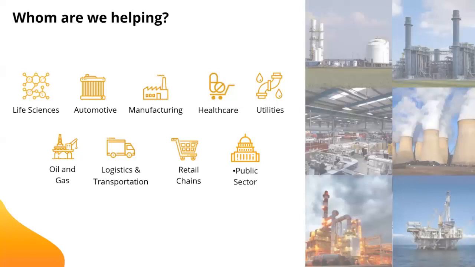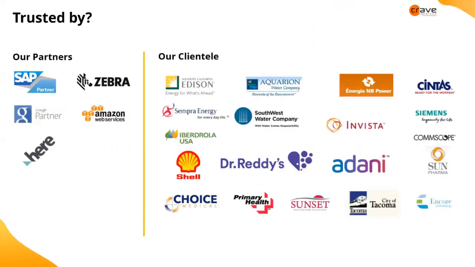This is the list of our customers: utilities, oil and gas, energy, petrochemical, retail, companies like Siemens, high tech like Comscore, pharma, life sciences, healthcare, and public sector. This is a sample list of our customers. Again, we are an SAP partner, Zebra partner, Amazon Web Services partner, Google partner, and Hero Technology partner.